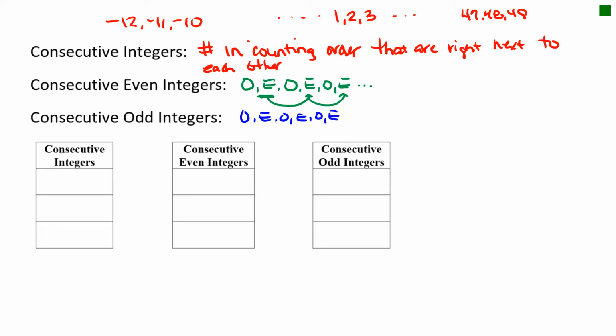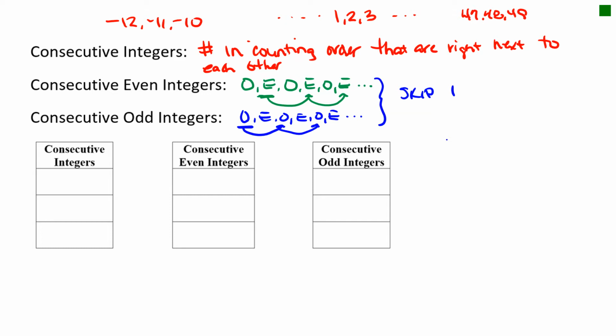Just write down the same thing again. If I start with an odd, I have to skip one to get to the next odd. Skip one. So consecutive even and consecutive odd are actually the same thing. You're going to always skip one, okay? So this is going to be your lifesaver for these.